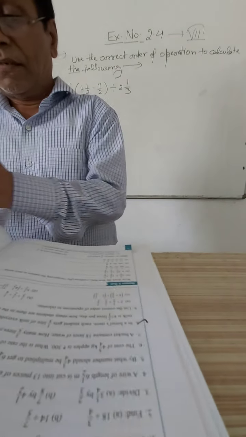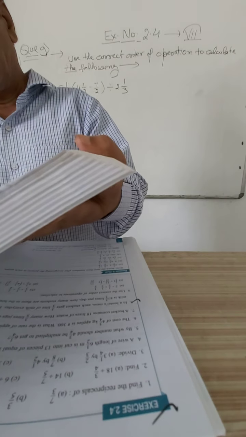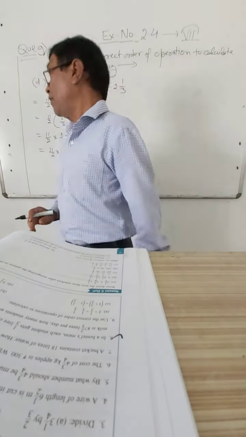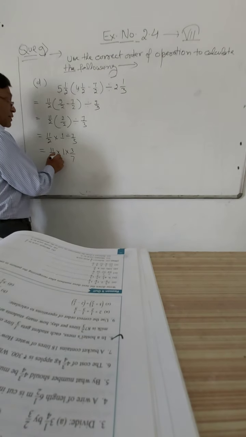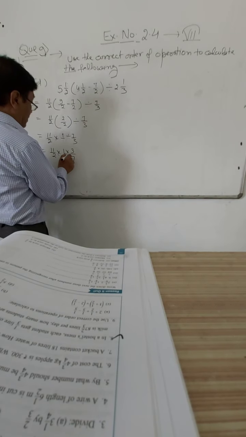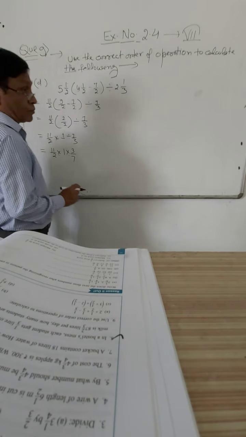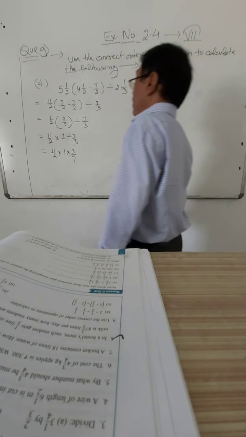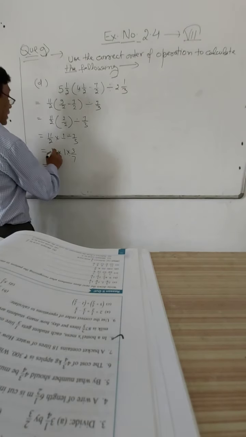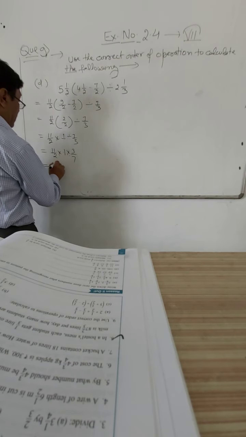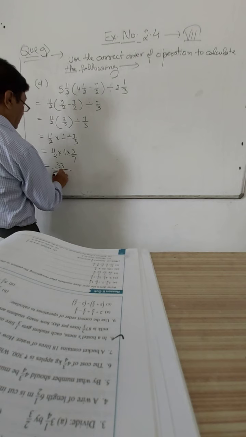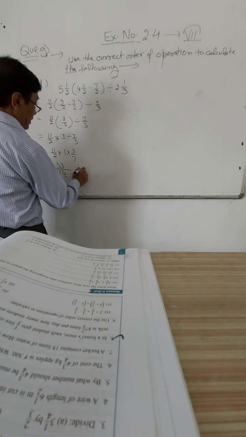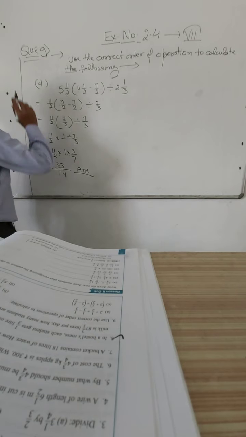The answer is coming how much? This is multiplication, this is multiplication. 11 into 1 into 3, this will become 33, and 2 into 7 is 14. So 33 upon 14 will be the answer of D.